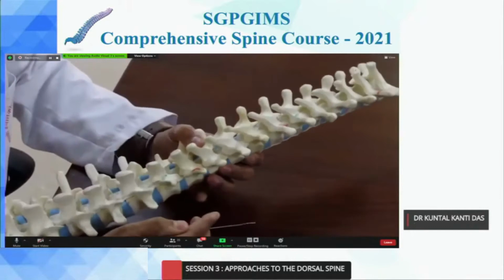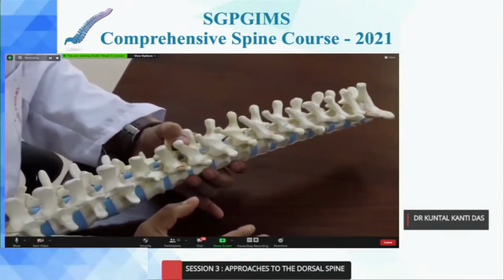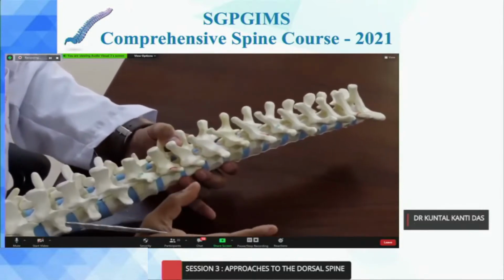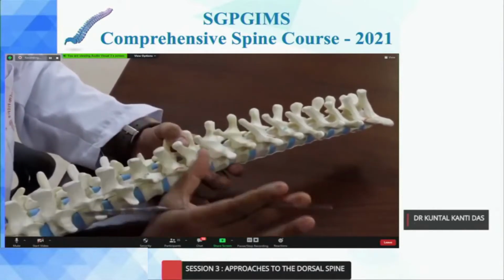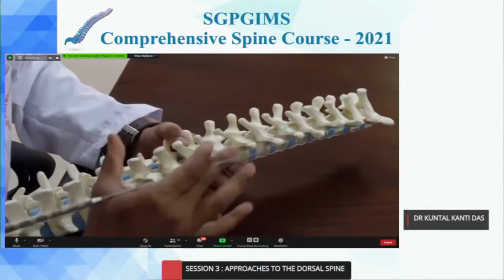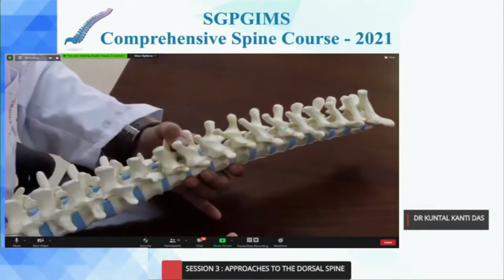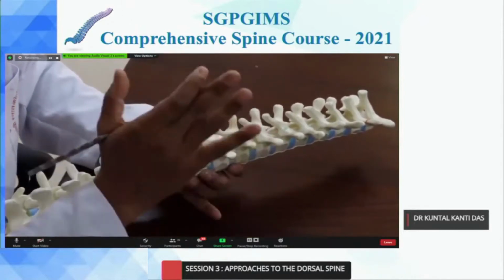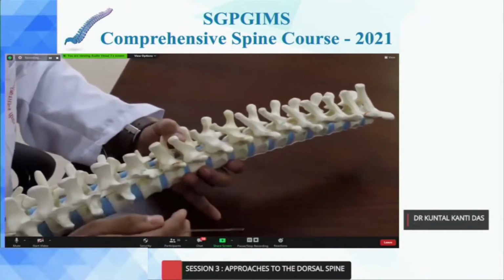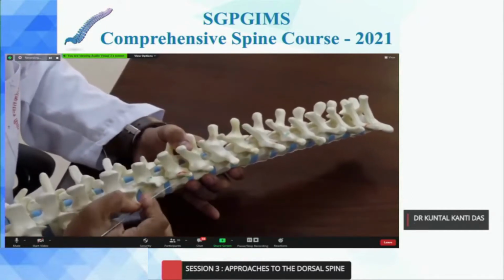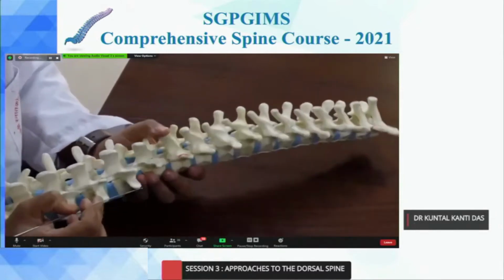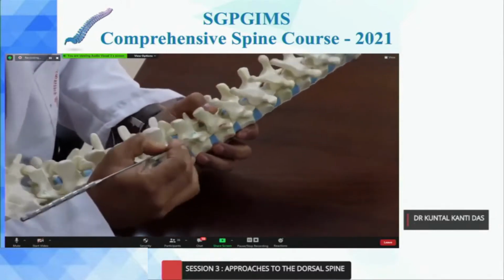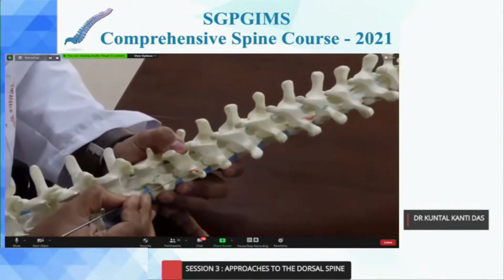Now, what are the entry points for pedicle screw insertion? As I said, it will be very easy for you to understand if you divide the vertebral column into three segments. The upper third and the lower third have got similar entry points, and the middle segment has got a different entry point. So I'll first explain for the upper third and the lower third. Now I'm right now working on D11 vertebra.